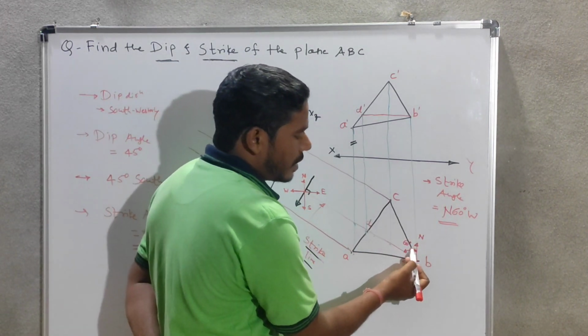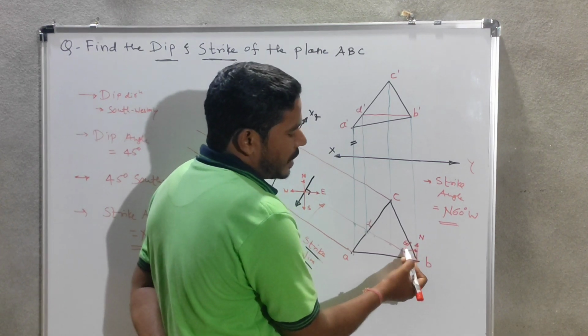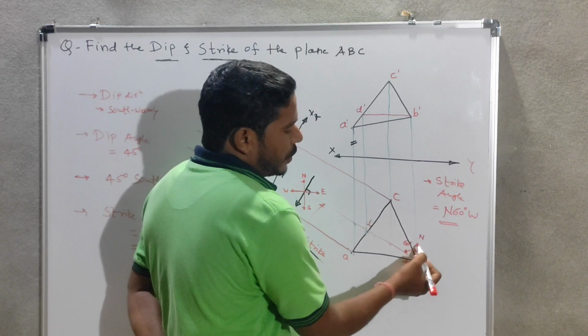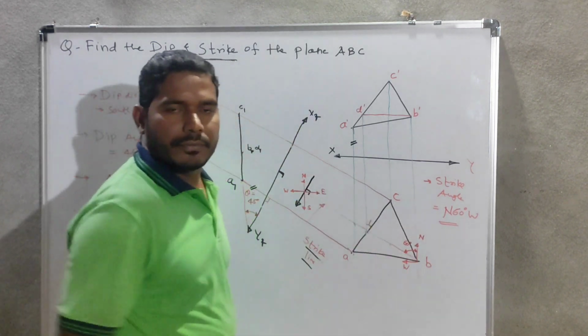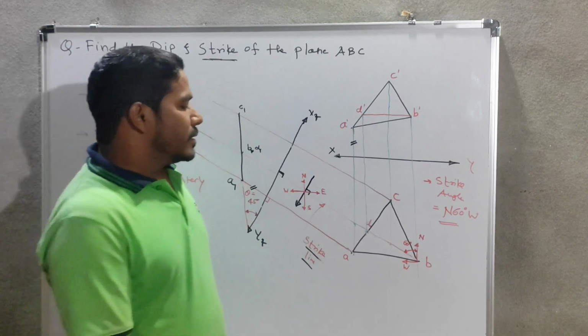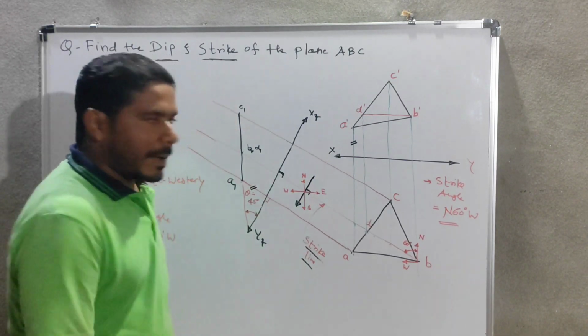Suppose the angle you get with respect to the vertical is 60 degrees. Then the strike angle will be north 60 degree west. Like this you will get the strike angle. Then we have to find out the dip angle and dip direction.